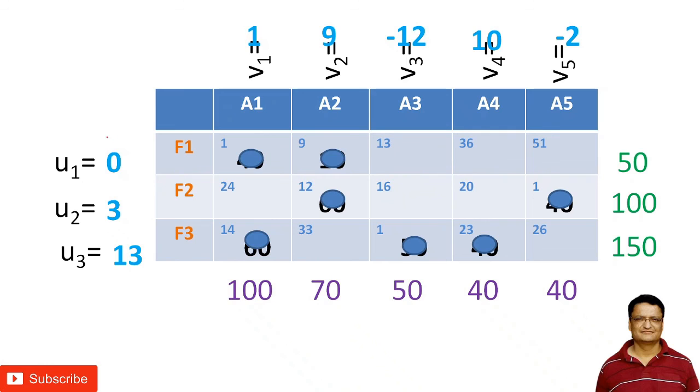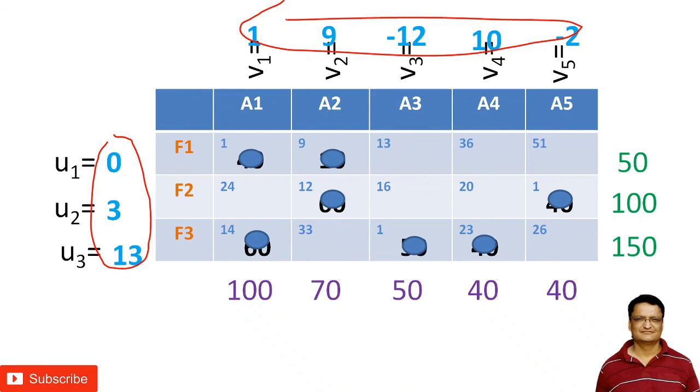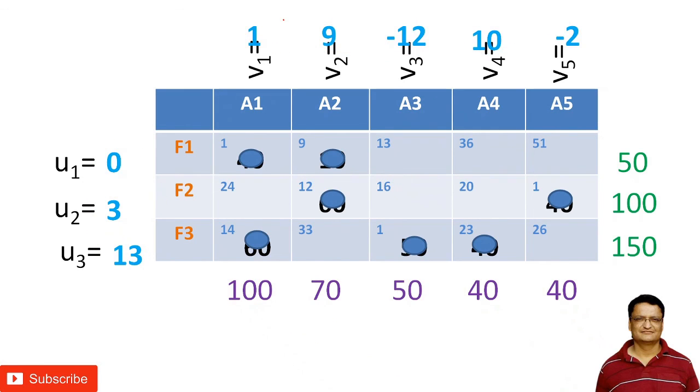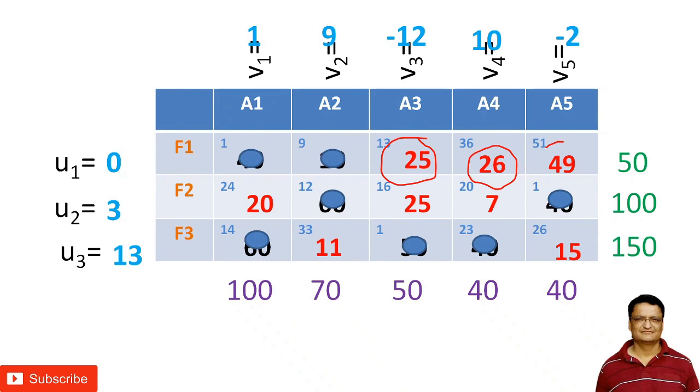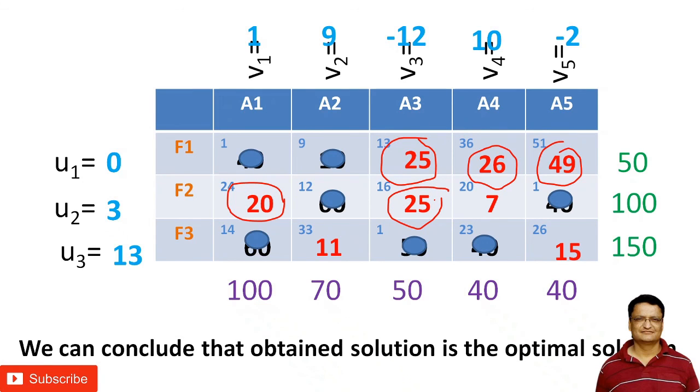Now I have given you all these values directly, and you need to solve it one more time, and the corresponding opportunity costs I have also calculated for you. Here you can see that all the opportunity costs are positive, so there is no negative value, and we can say that the present solution is the optimum solution. So in this way we can conclude that the present solution is the optimum solution.